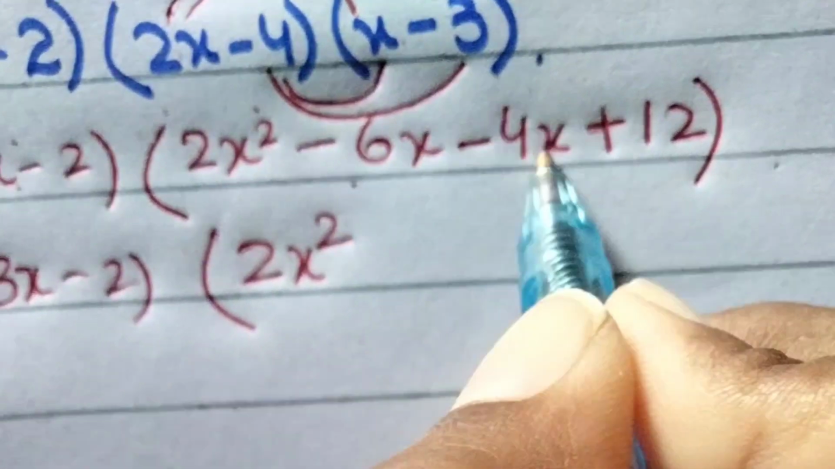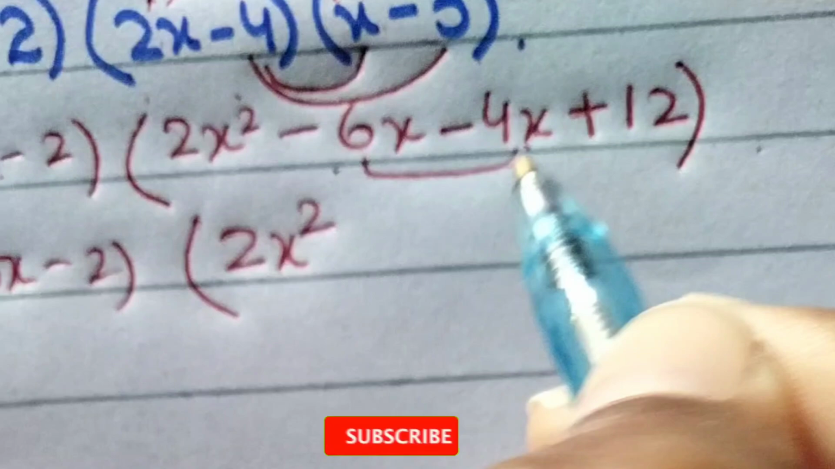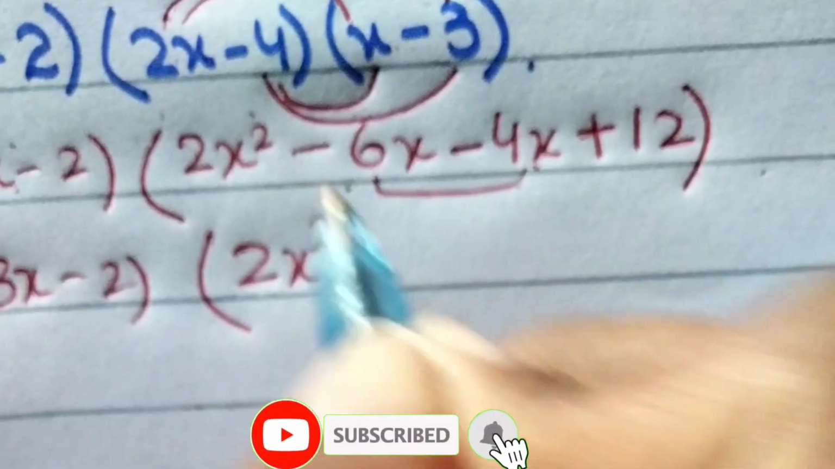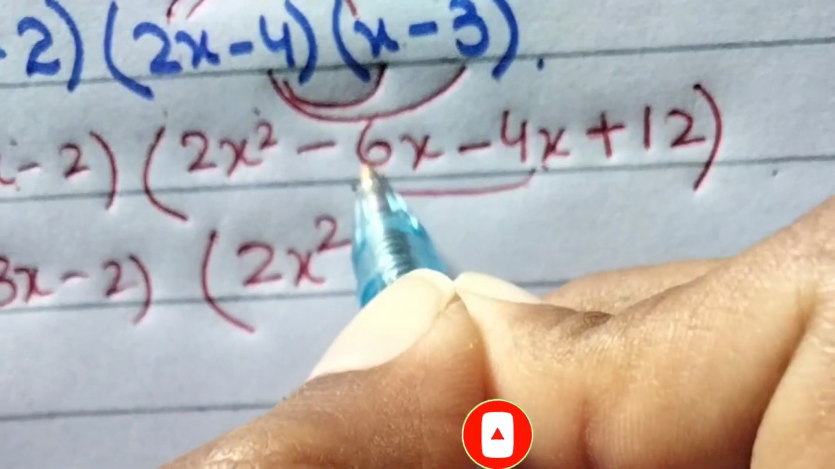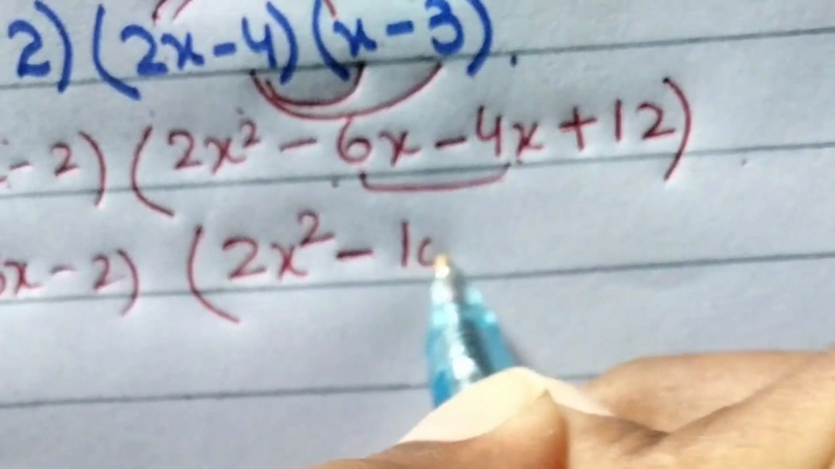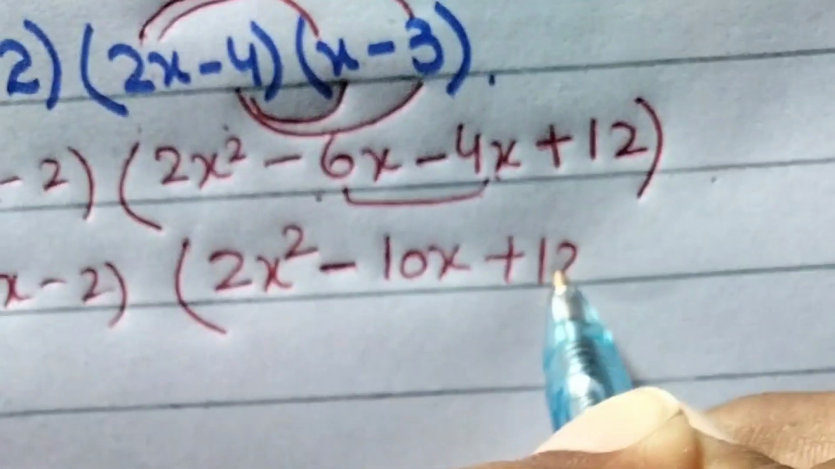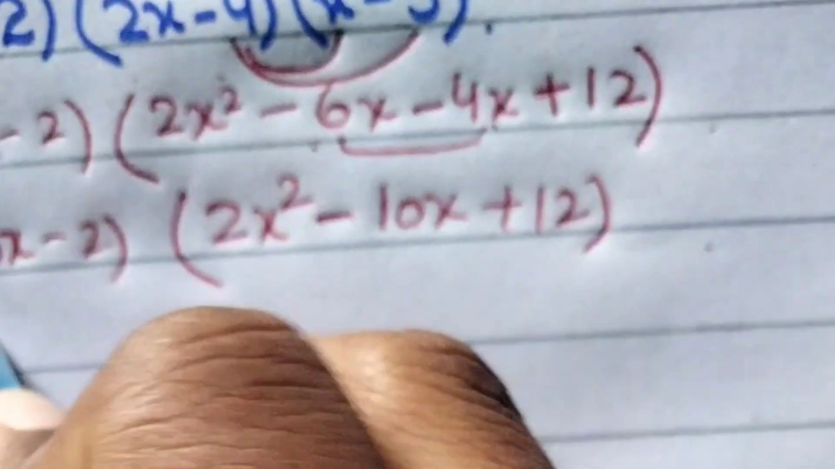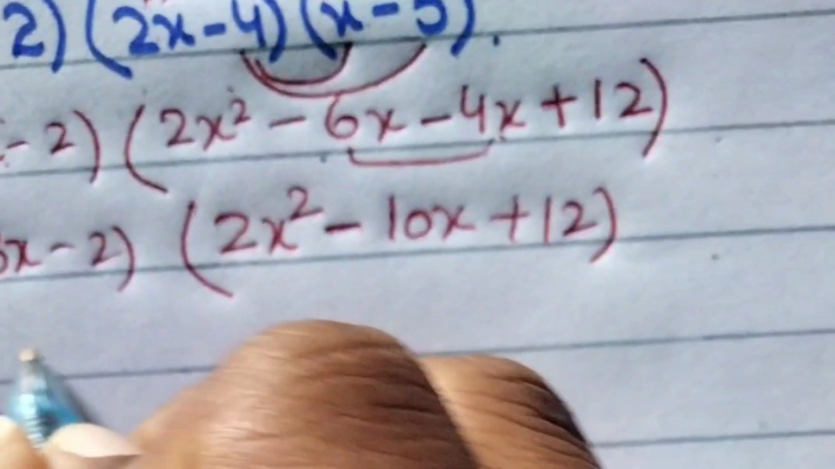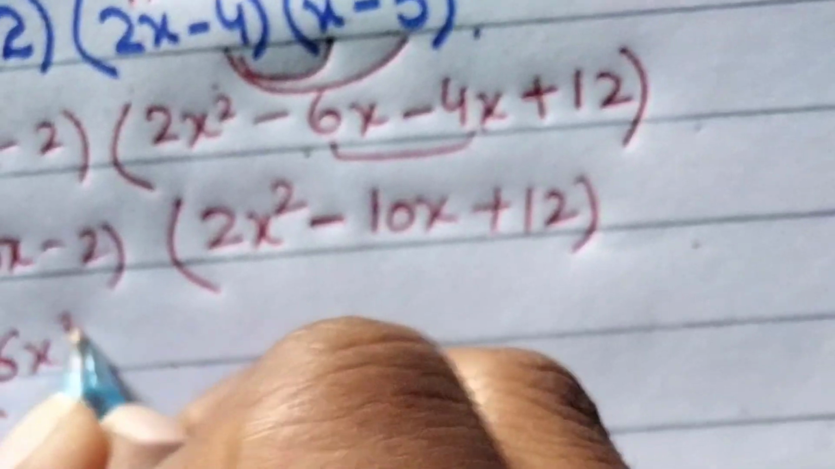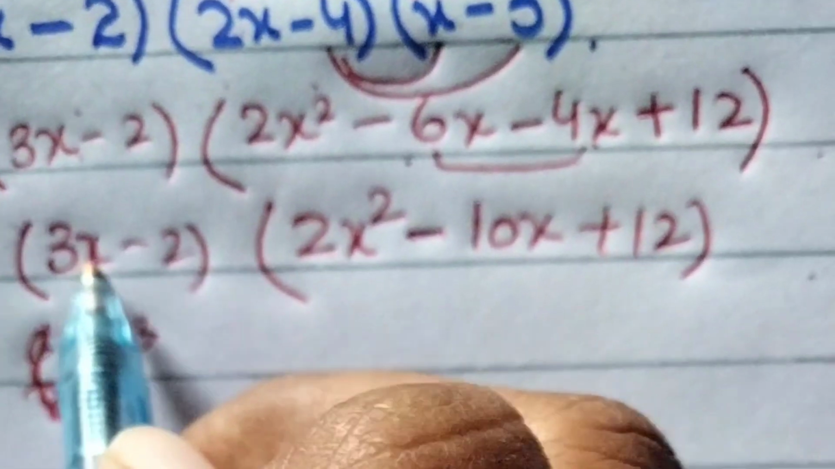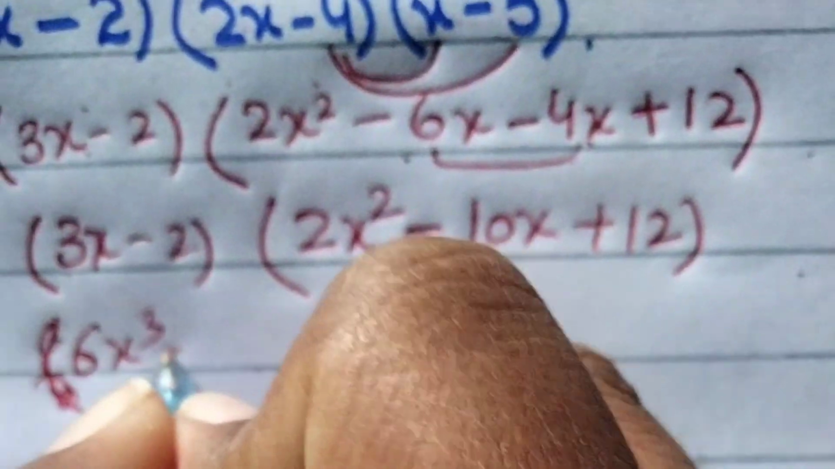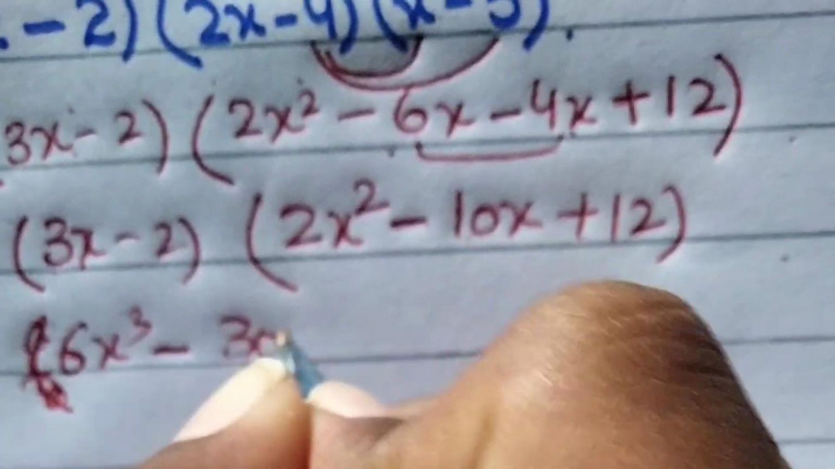In the next step we will just simplify this expression, so that will be equal to 2x square. And if I add these, 6 has a negative sign, that's why I will write a negative. So negative plus negative will be negative, so 6 plus 4 will be equal to 10x, and plus 12. In the next step we will just multiply 3x with 2x square, so that will be equal to 6x cube. We don't write a bracket in this case. And if I multiply 3x with negative 10x, that will be equal to negative 30x square.